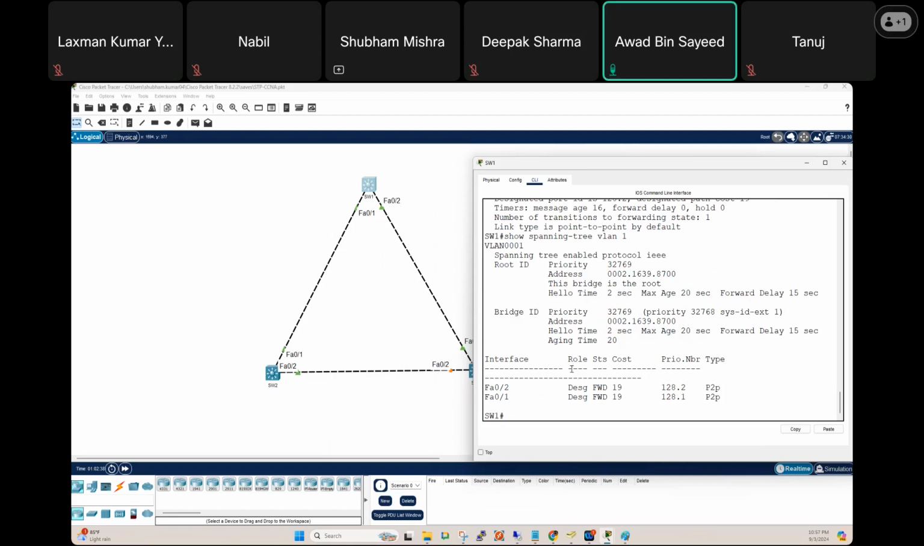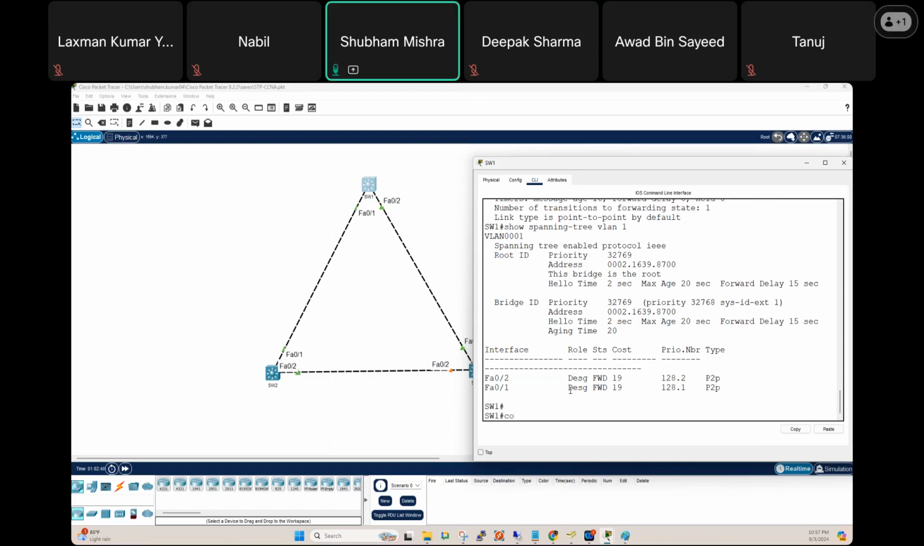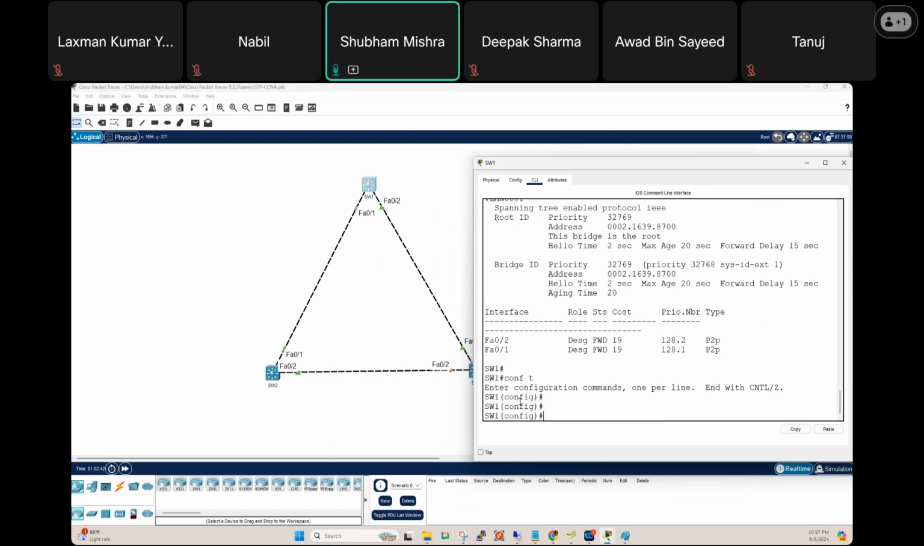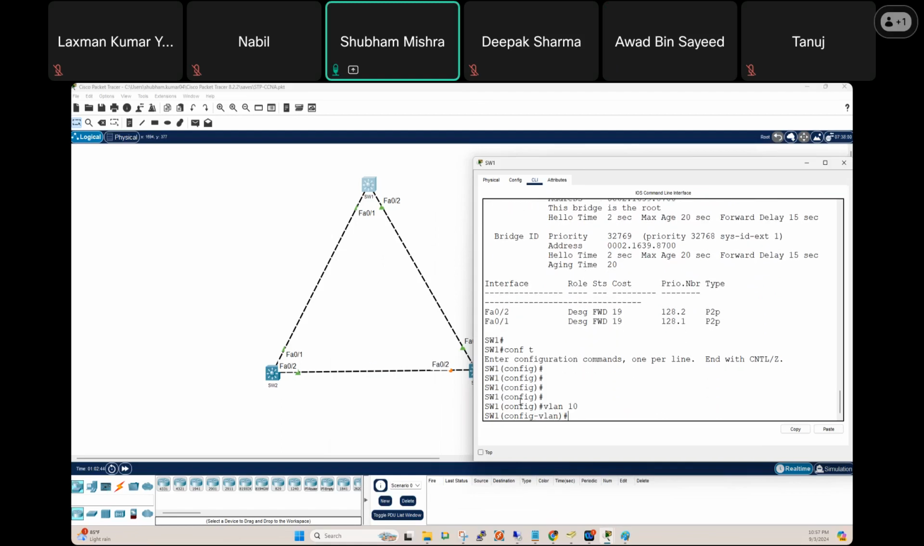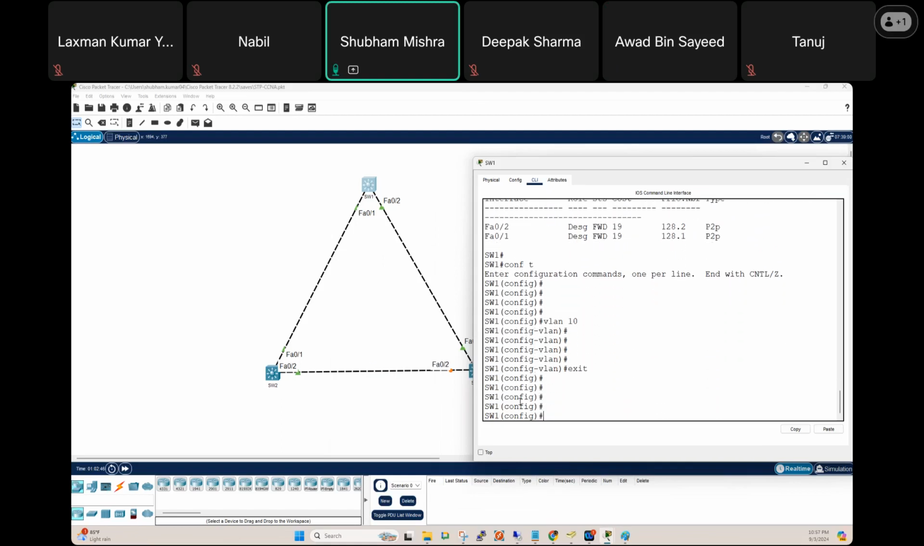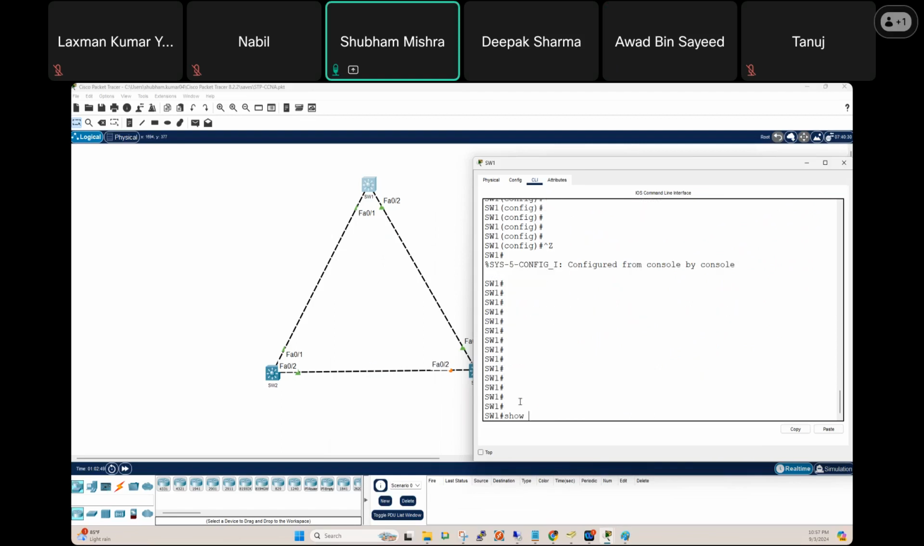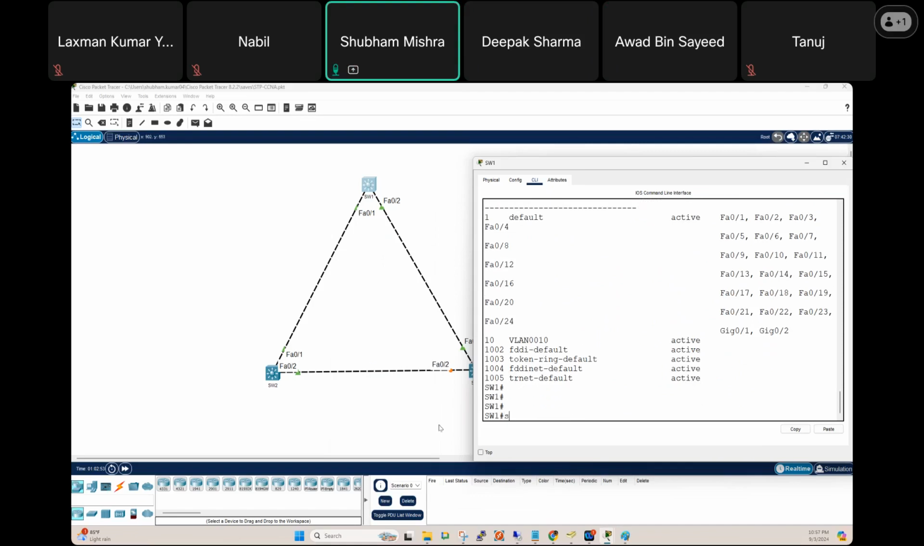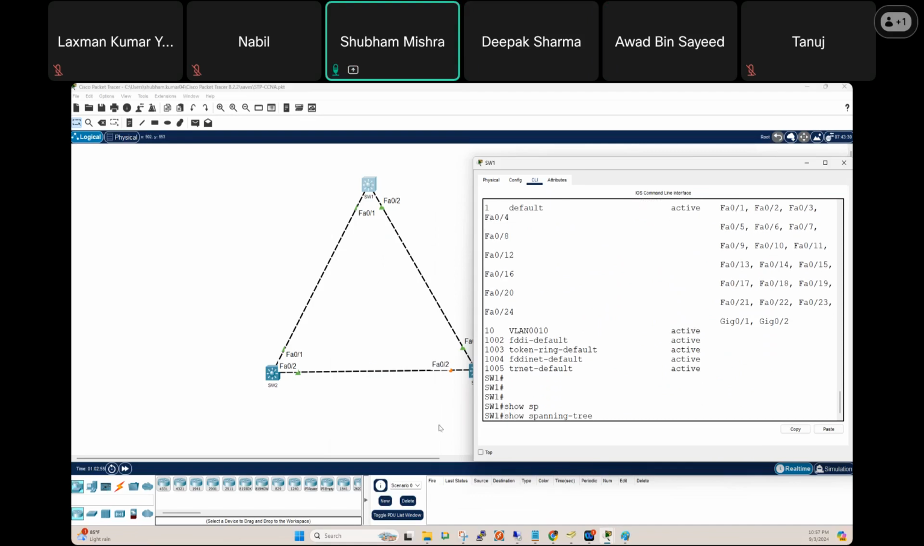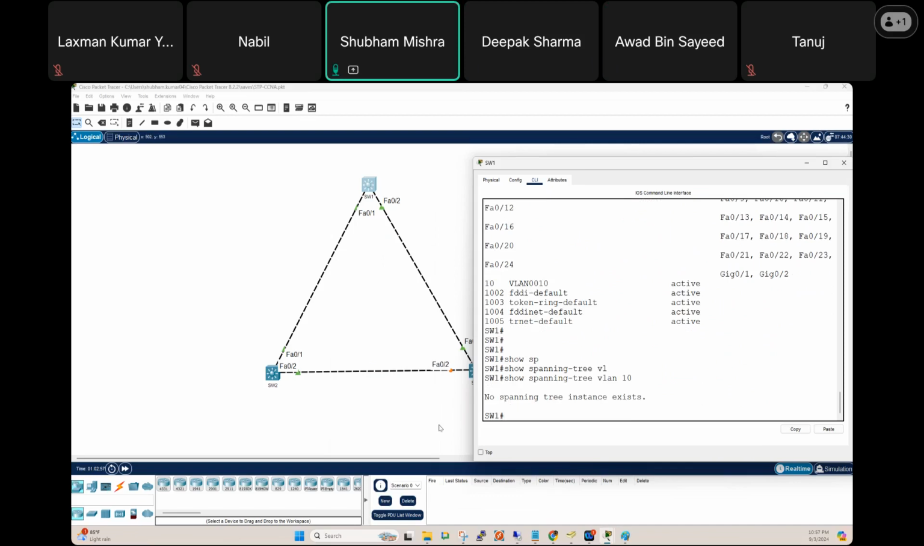See, one more thing. If you don't believe, then I will create VLAN 10. I create one VLAN. Show VLAN brief. VLAN number 10 is created. Now I am writing show spanning-tree VLAN 10. Spanning tree instances exist because I already created it here. Are you getting my point?